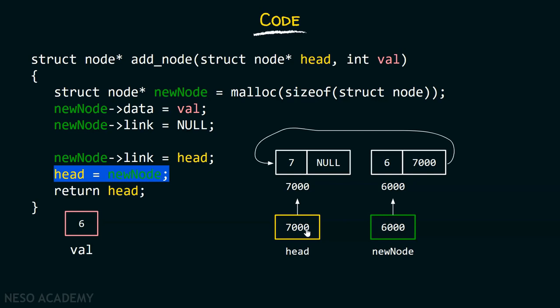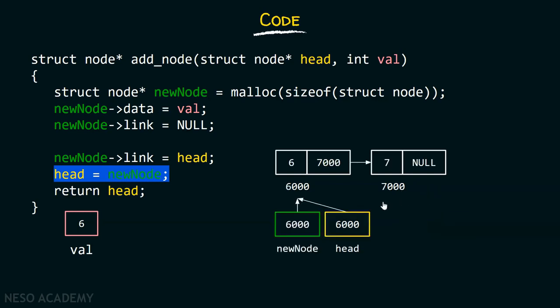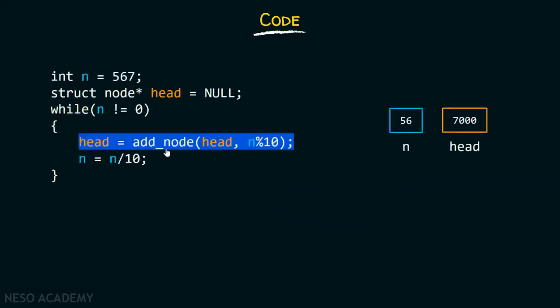After this, the head pointer must be updated so that it can point to this particular node. And this is how the linked list looks like, right? And after this, we can return head back. And here this add node function will receive that address. And obviously that address will get stored in this head pointer. So this 7000 address will now get replaced by 6000 address. And then after this, we can simply update the n value. That is, we will divide this number by 10. That is 56 by 10. It will leave this value 5, right? N divided by 10, that is 56 divided by 10, will give value 5.